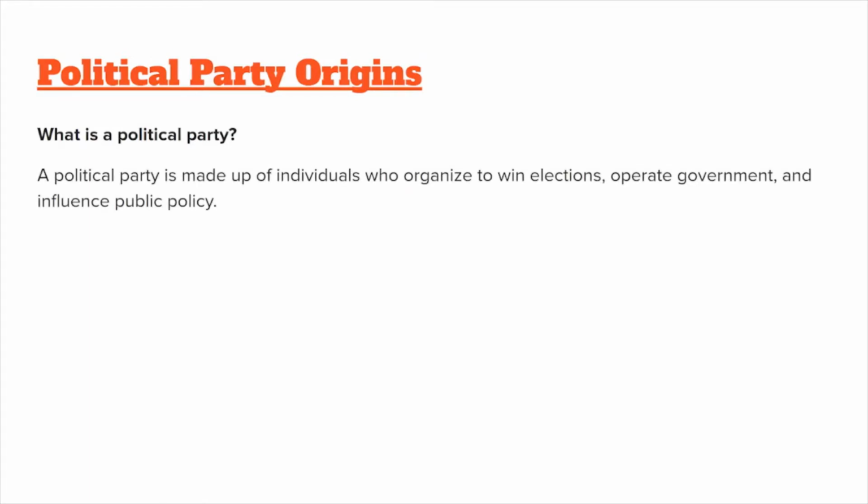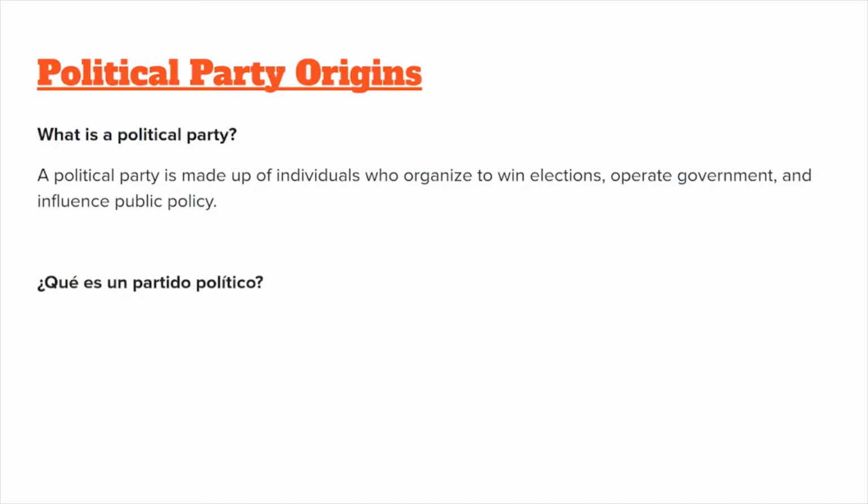Political party origins, los orígenes de los partidos políticos. What is a political party? A political party is made up of individuals who organize to win elections, operate government, and influence public policy.